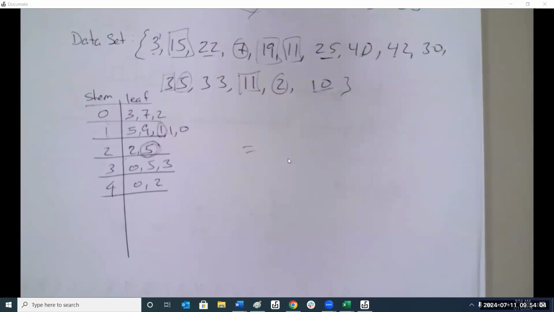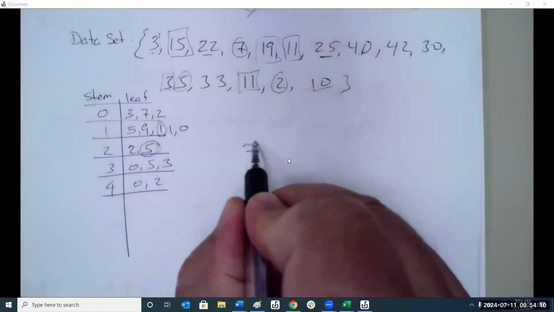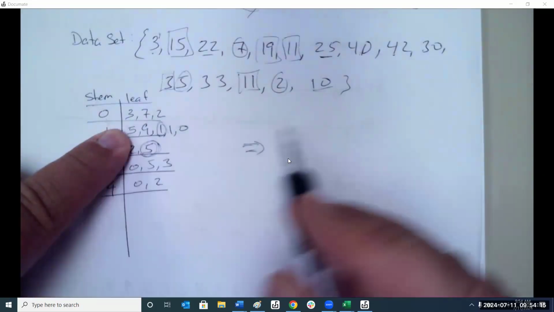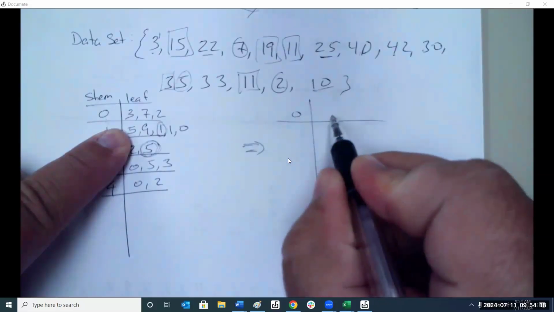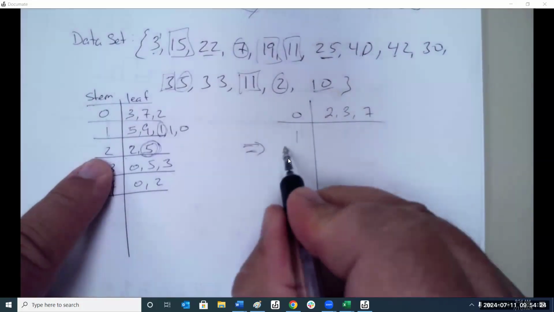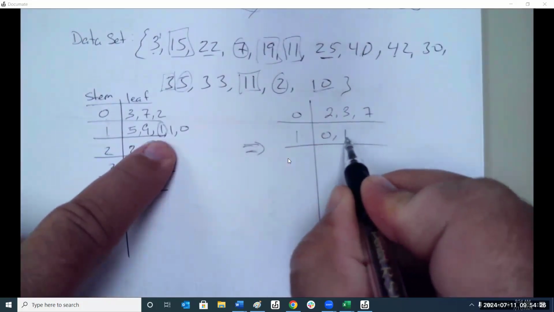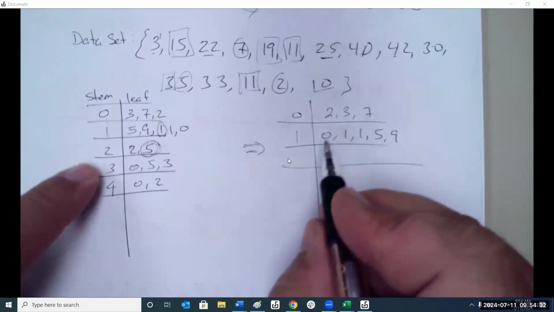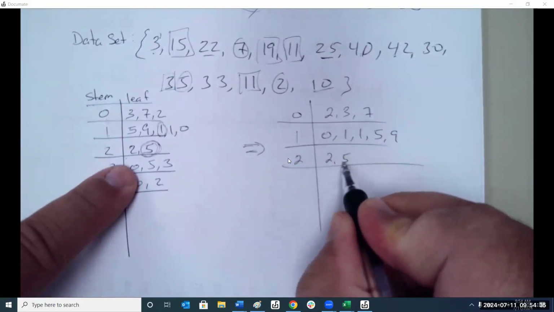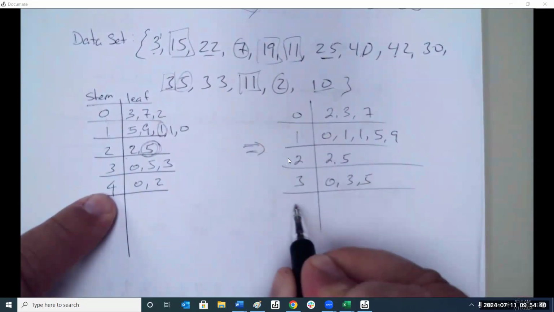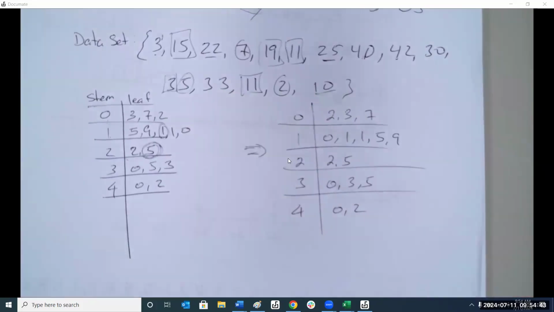So far, so good. What you normally do also is in each one of your sets, you would put them in increasing order. So this one would actually look like here's 0. We'd have 2, 3, 7. On the ones row, we'll have 0, 1, 1, 5, 9. On the 2, we'll have 2 and 5. 0, 3, 5. And 0, 2.